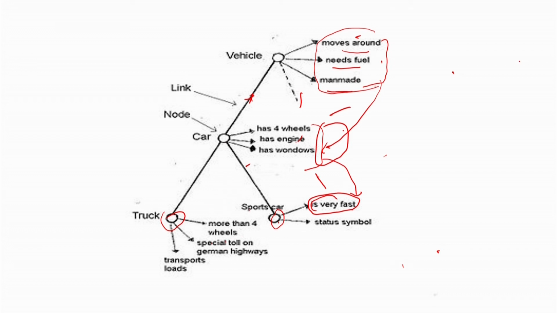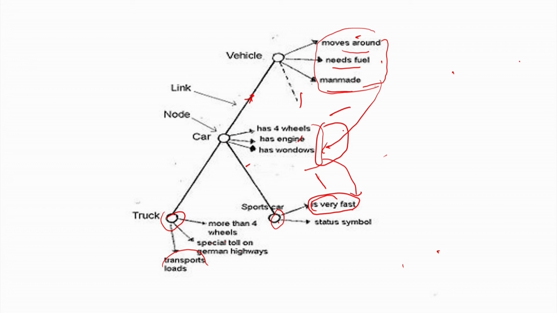Also, a truck is a kind of car which has four wheels, but it has special toll on German highways and transport loads, which this node does not have. So, they are separate from each other, but a truck will always have four wheels, an engine, and windows, but two more features of it may not be consistent with the car, and all of them will have these four features. So, basically this is the arrangement of the Quillian and Collins model of semantic memory. He says there is a network of nodes, and these nodes are connected by pointers, and so one network leads to the other.